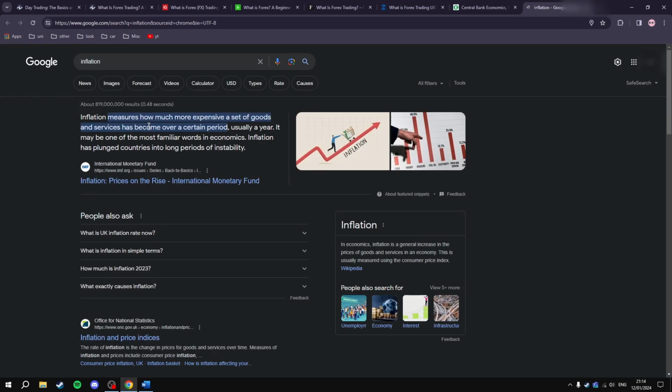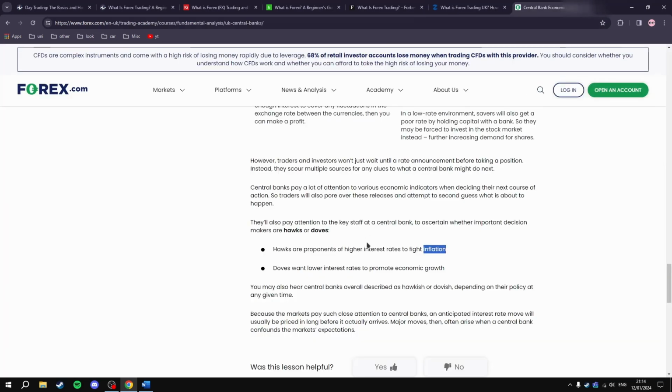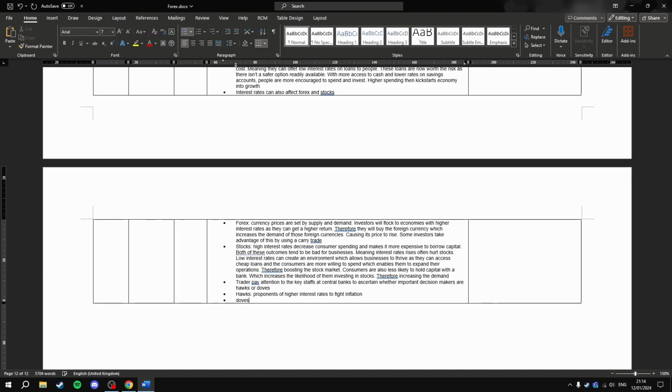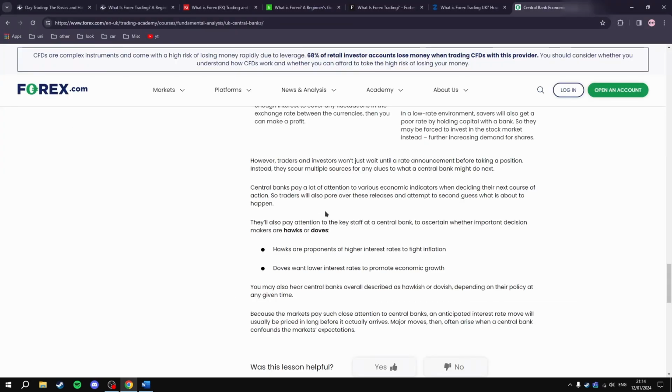What does inflation mean? Inflation measures how much more expensive goods and services become over a certain period, usually a year. How much more expensive something gets over a certain period. Doves want lower interest rates to promote economic growth.